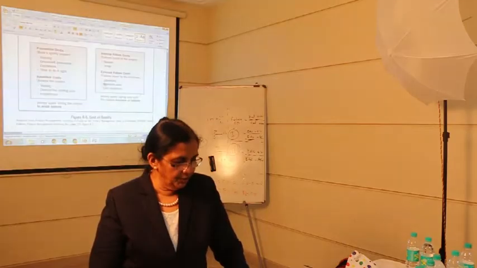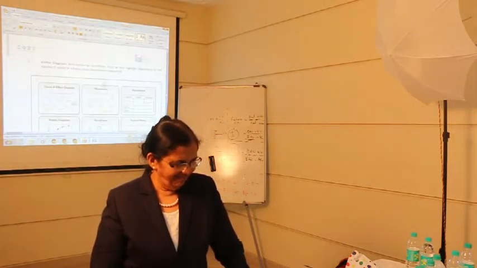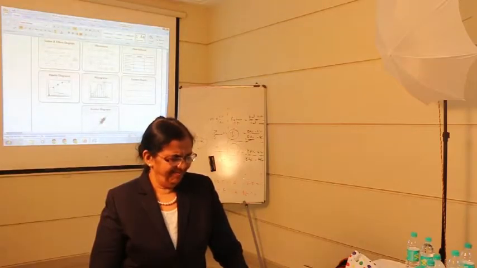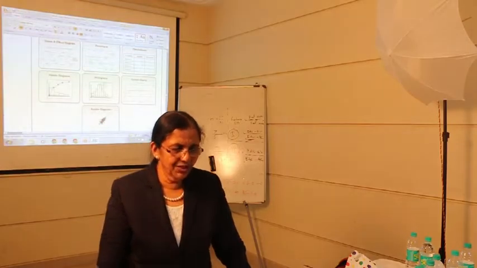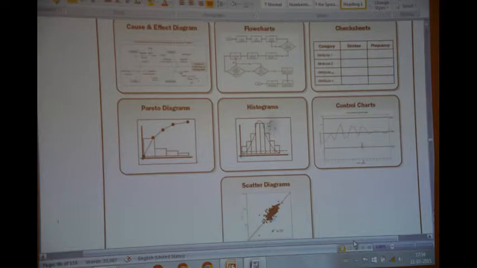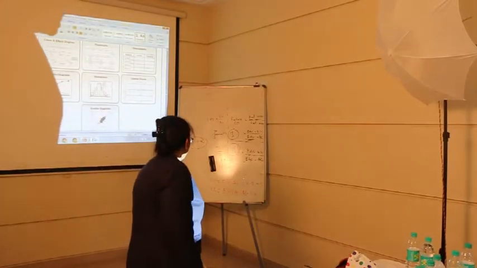7 basic quality tools is what we are doing now. So, 1, 2, 3, 4, 5, 6, 7: cause and effect diagram, flow charts, check sheets, Pareto, histograms, control charts, and scatter diagrams. Which are the ones that you know?